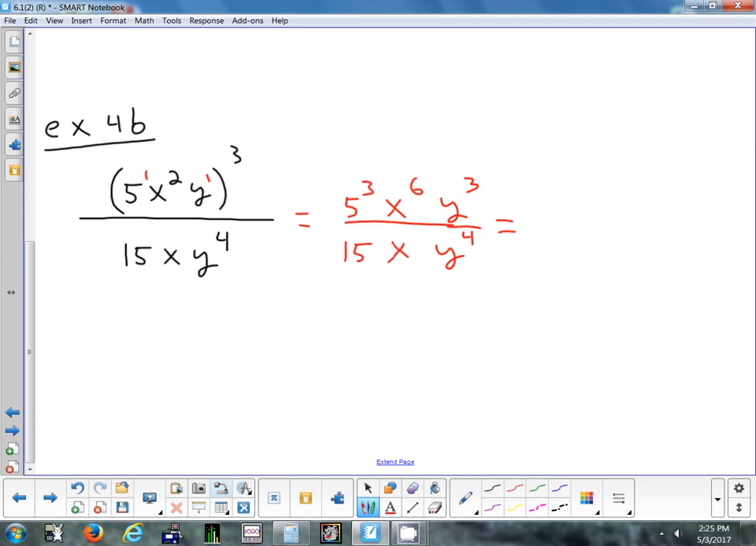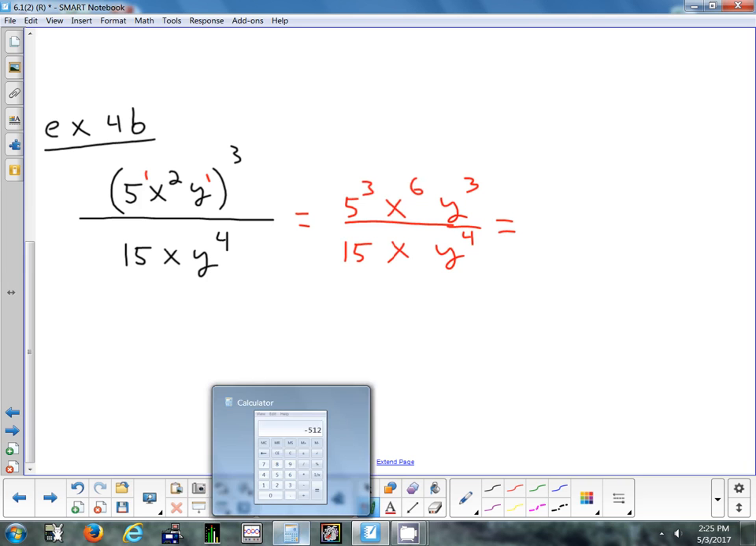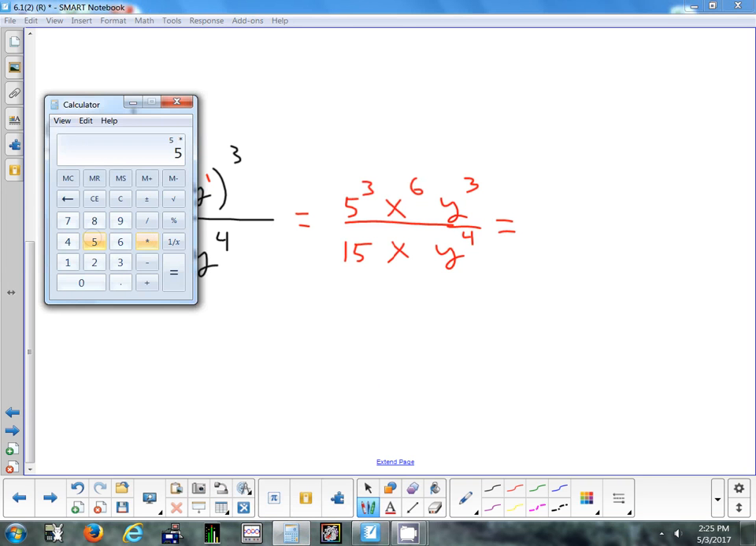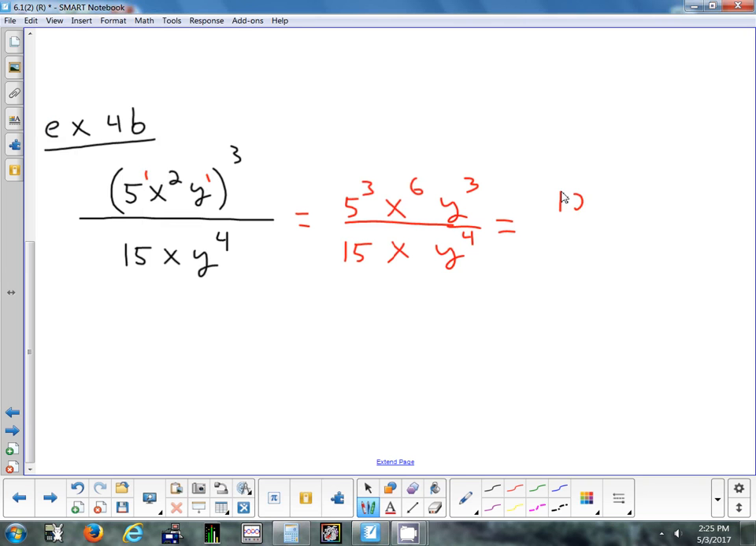In the top, something there I need to do out before I can go any further. You can simplify 5 to the third power. Yeah, if we need our calculator, we can just do that. 5 times 5 times 5, 125. Okay, so even though it's a little bigger, we need to do it out because we have a number in the bottom. And we have to reduce it after. So 125. Am I changing anything else at this step? No. X to the sixth, y cubed. In the bottom, put 15x, y to the fourth.